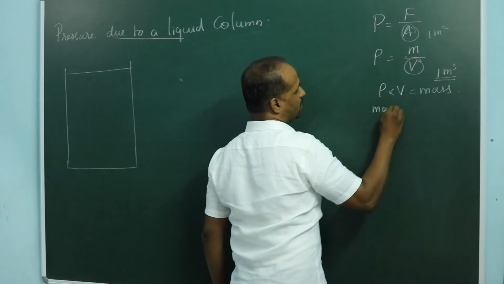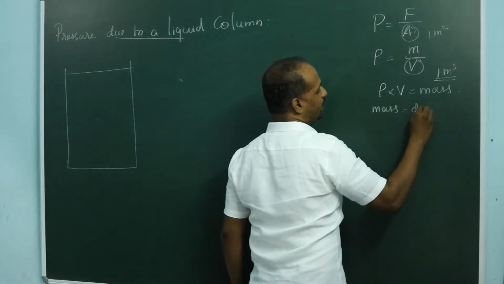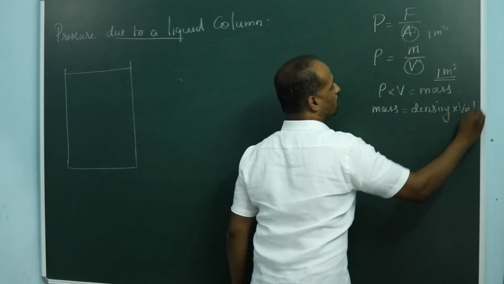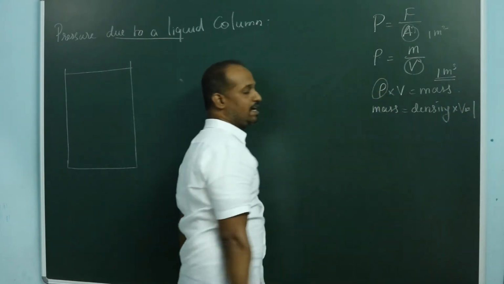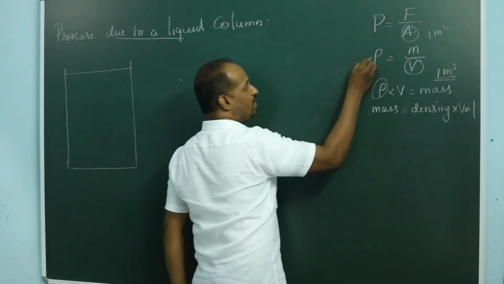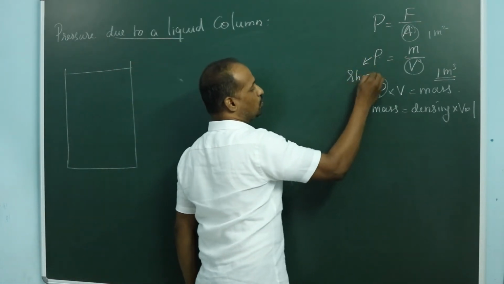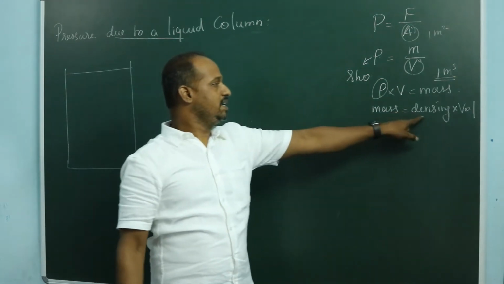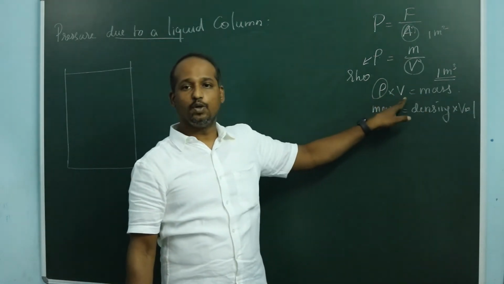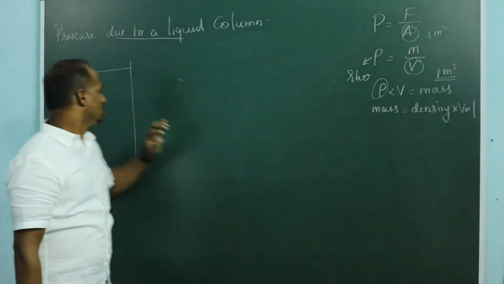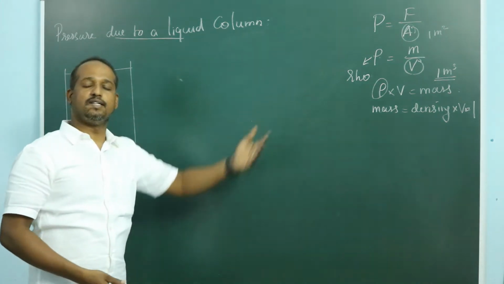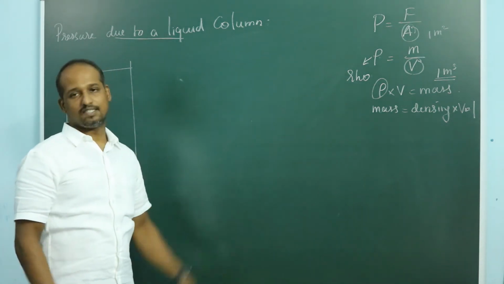So mass is the product of density and volume. The density is referred to by the Greek letter rho. It looks kind of like P, but we will pronounce it as rho. So the mass of a substance is density into volume of the substance. Suppose you are filling it with a liquid. Generally heavier liquids have more density, lighter liquids have less density.